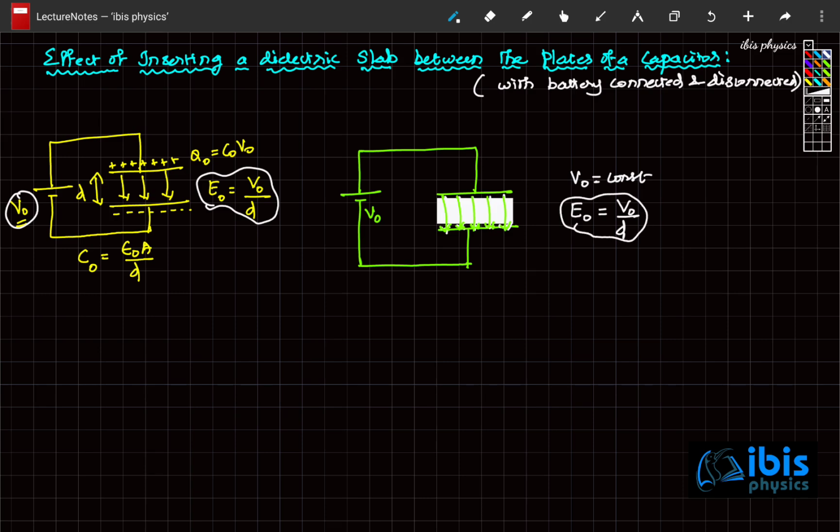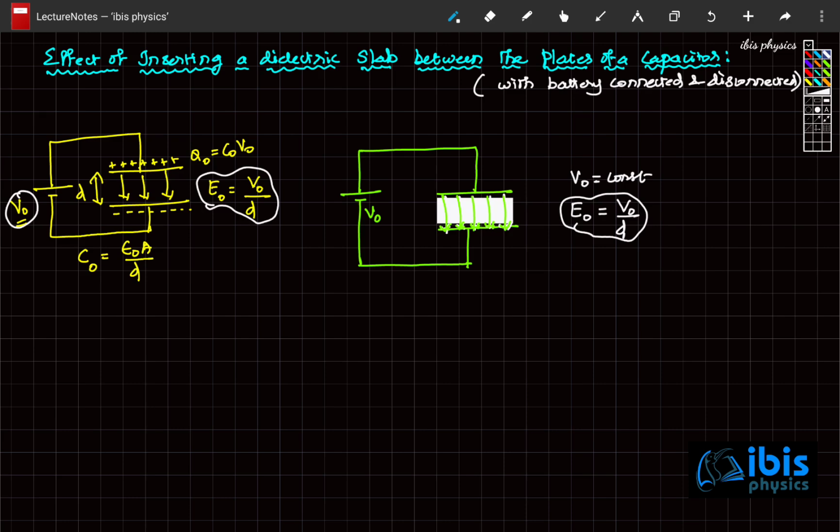But what about the capacitance? Capacitance is epsilon naught A by D. Now it is a dielectric slab of constant K. So the new capacitance is equal to K times epsilon naught A by D, assuming the dielectric constant of the capacitor is K. But epsilon naught A by D is C0, so it is K times C0. So without disconnecting the battery, if you insert a dielectric constant, capacitance becomes K times C0.